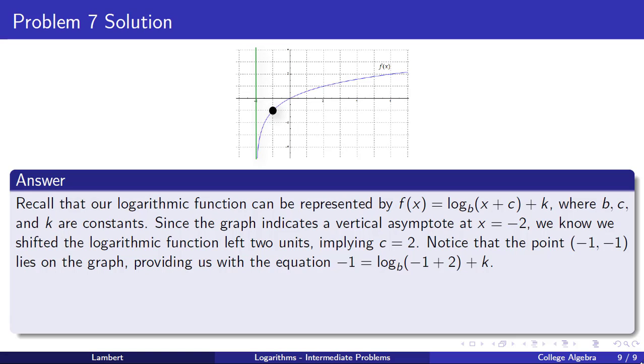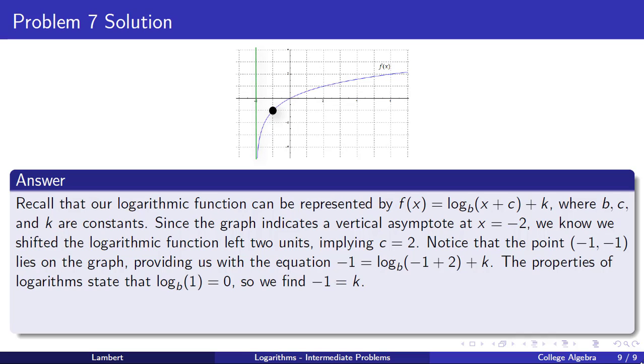Now this might look pretty troublesome because we have log base b of 1, essentially, plus k, but if you remember from the properties of logarithms, log base b of 1 equals 0. So that means -1 equals k. So we've solved for another variable along the way. We've got 2 variables down, 1 to go. What we'll basically need is just one more point to do it, and there are a couple of ways to go about this.